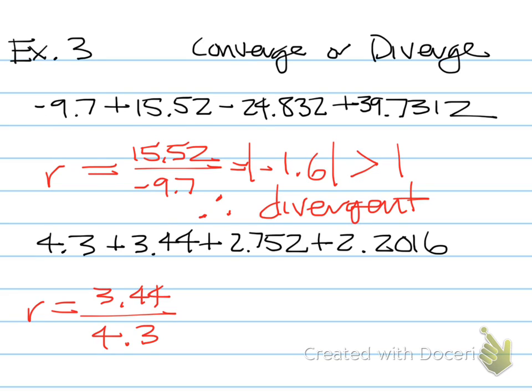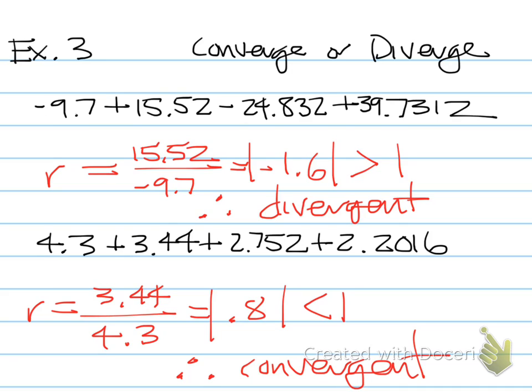Do the same thing for the second series. We take 3.44 divided by the preceding term, 4.3. When we divide them, we get 0.8 as our common ratio. Take the absolute value of that, and we still get 0.8. 0.8 is less than 1. Therefore, that lets us know that the series is convergent, or it converges.